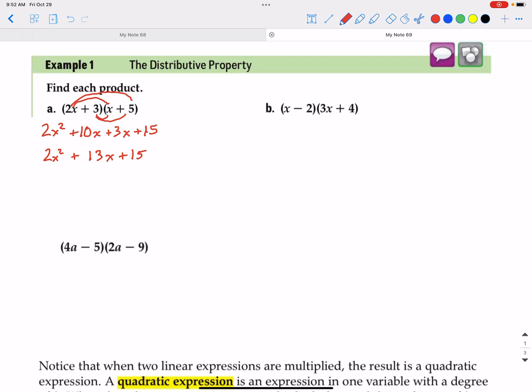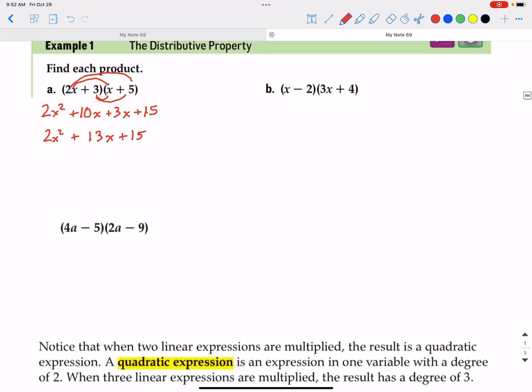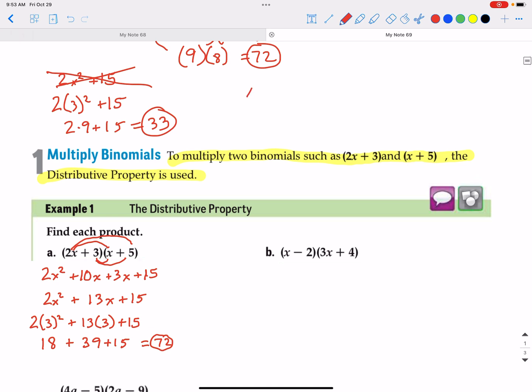And to verify that, I can remember the 3 that we plugged in up here. I could plug in 3 for x to show you that this is the proper way of doing it. So that would be 2 times 3 squared plus 13 times 3 plus 15. So 2 times 3 squared is 9 times 2 is 18. 13 times 3 is 39 plus 15. And 18 plus 39 is 57 plus 15 is 72, which is the exact same thing as we got up here in the original problem right there.